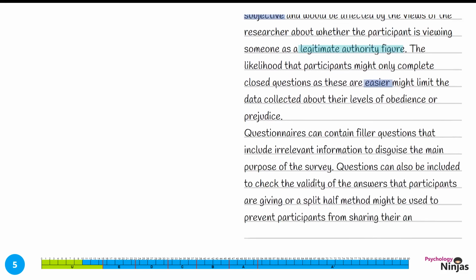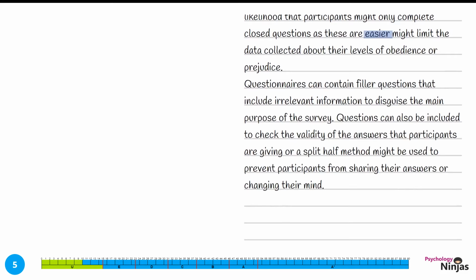Questionnaires can contain filler questions that include irrelevant information to disguise the main purpose of the survey. Questions can also be included to check the validity of the answers that participants are giving, or a split half method might be used to prevent participants from sharing their answers or changing their mind. A variety of ways to check the accuracy of questionnaires have been given. We've used filler questions, as well as the split half method, in order to show our detailed knowledge to prevent participants from being inaccurate in their responses.